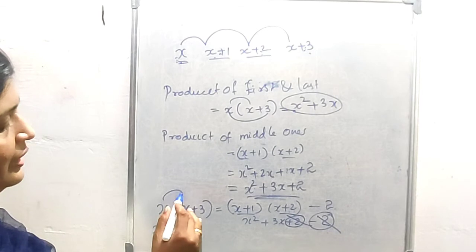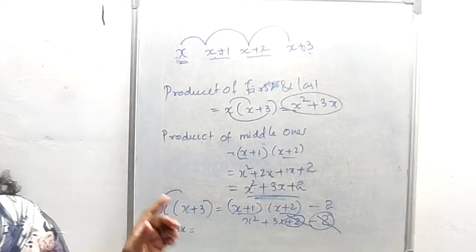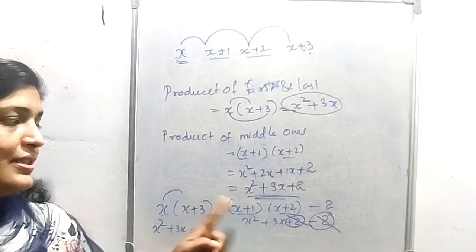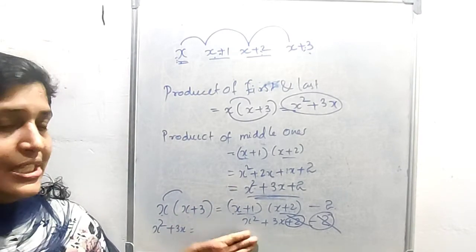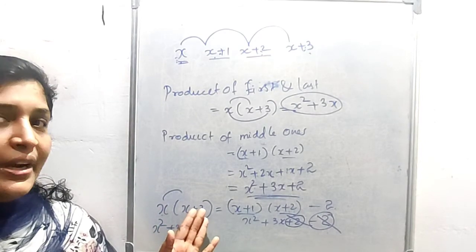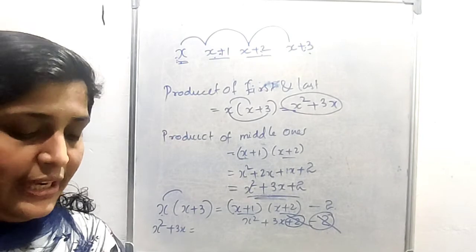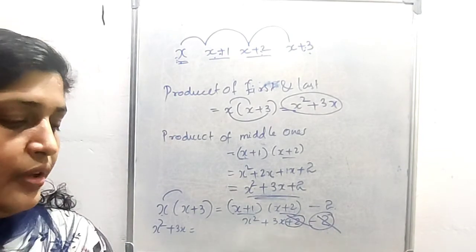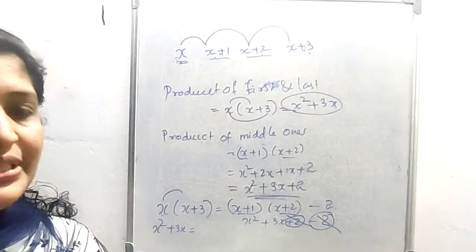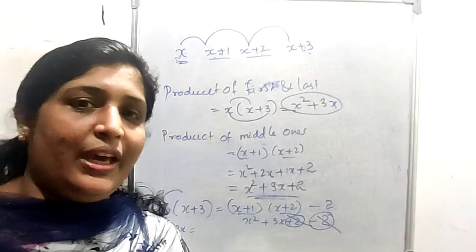That is, if we take 4 consecutive natural numbers, then the product of the first and last is equal to the product of the middle ones minus 2. Okay, hope you understand this. So that is the first exercise of this chapter. We have one more question in this chapter that we will explain in the next class. Okay, thank you.